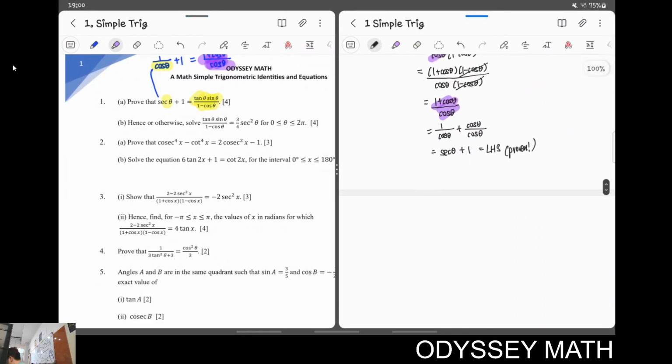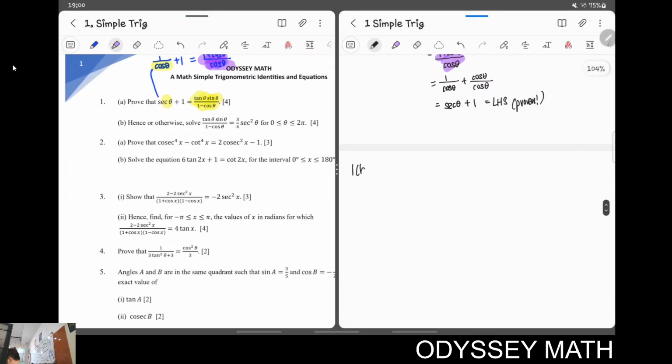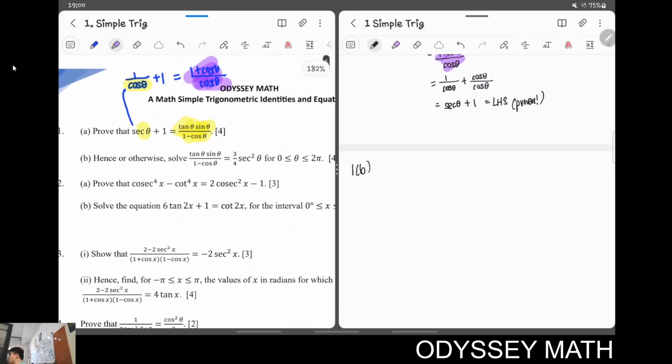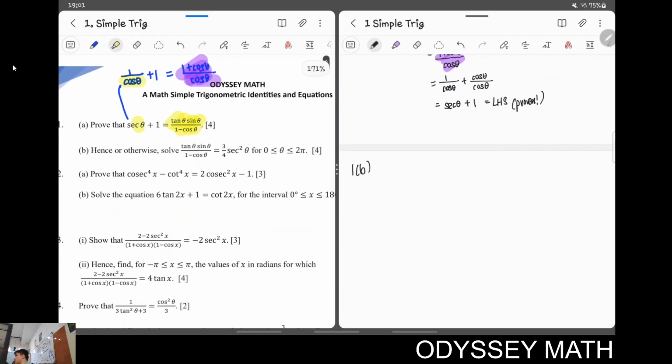Now 1b, everyone look here. Hence or otherwise, solve tangent theta sine theta over 1 minus cosine theta equals to 3 over 4 secant square theta for the angle. This time is in radian, between 0 and 2 pi radians inclusive. So I want you to take note of this. Can you see that this is exactly the same trigo expression as this? So then we replace secant theta plus 1 in here. So that equation transformed to secant theta plus 1 equals to 3 over 4 secant square theta.